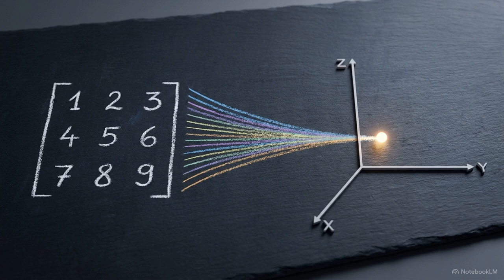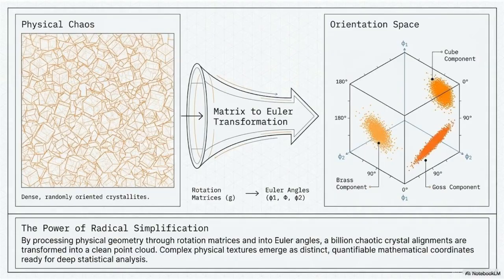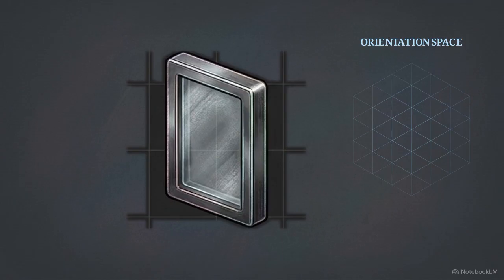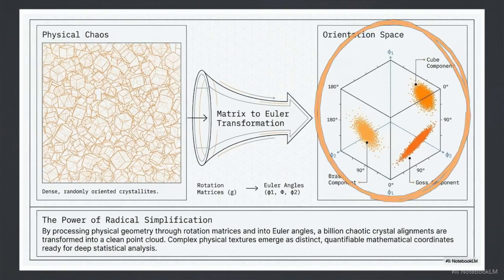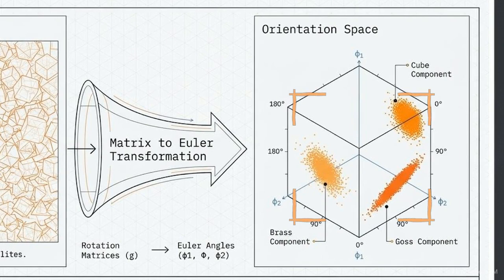This data pipeline leads to a single destination, 3D orientation space. This is the environment where statistical modeling takes place. In applied engineering, millions of initial physical crystallites are mapped and processed through this pipeline simultaneously. The graph on the right displays the final result. The impenetrable physical chaos of the metal is translated into clean, distinct point clouds floating within a 3-dimensional coordinate graph. As these data points cluster together, complex material behaviors emerge as quantifiable groups.